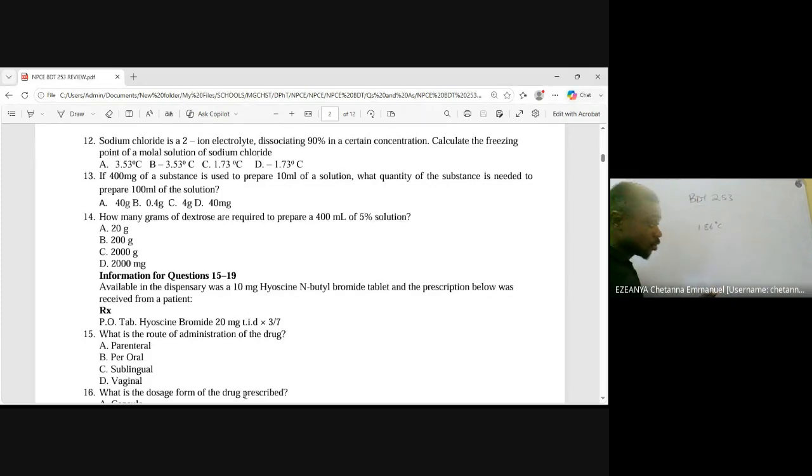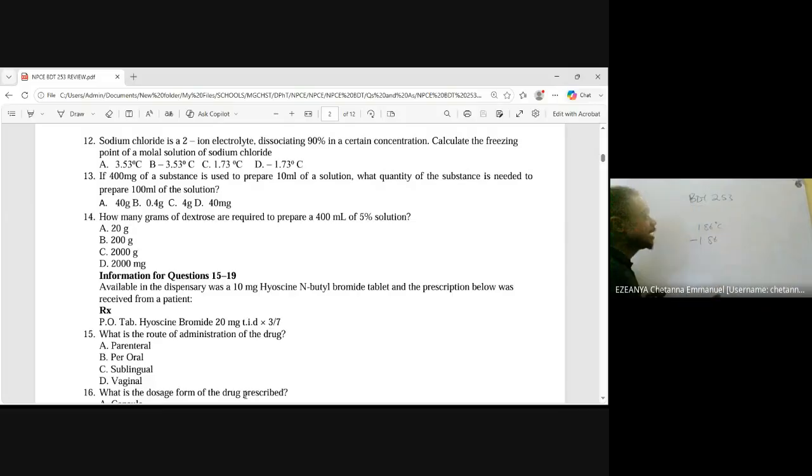Hope you know. Sodium chloride and boric acid will not have the same molality, as in their molar solutions will not have the same amount, because they have different molar masses. But in all, a molar solution of any solute depresses the freezing point of water by 1.86. That means a molar solution has a freezing point of minus 1.86.